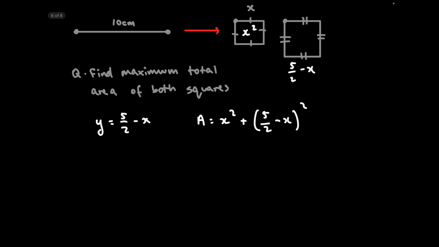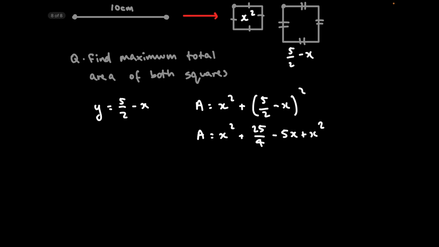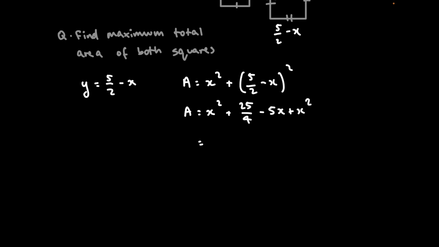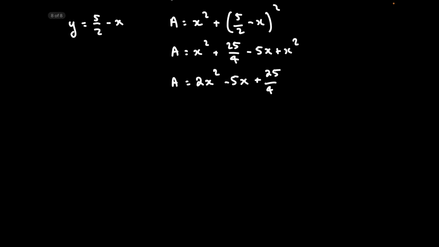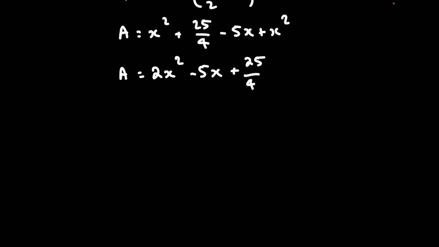So let us just expand this out just to make it look nicer. x squared plus 25 on 4, take 5x plus x squared. So we get the area is equal to 2x squared, take 5x plus 25 on 4. Okay, so now we can maximize this equation here. So dA on dx, the derivative of area with respect to x, is going to equal 4x minus 5.